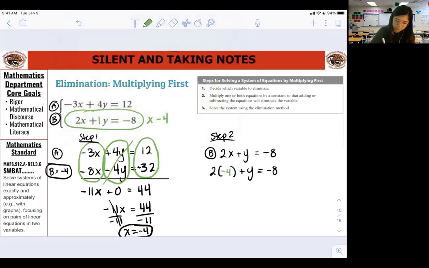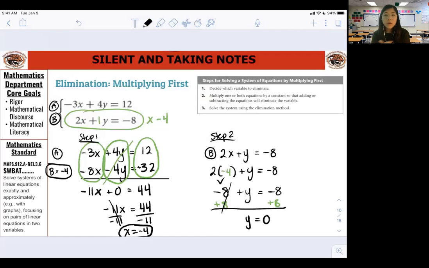2 times -4 is -8. What do I do to both sides? Divide. I'm not dividing yet. Add 8. Right, first we want to move that 8 over, so we're going to add 8 to both sides. What happens here? What's -8 plus 8? 0. Right, we get 0. We get y equals 0, which is actually fine.